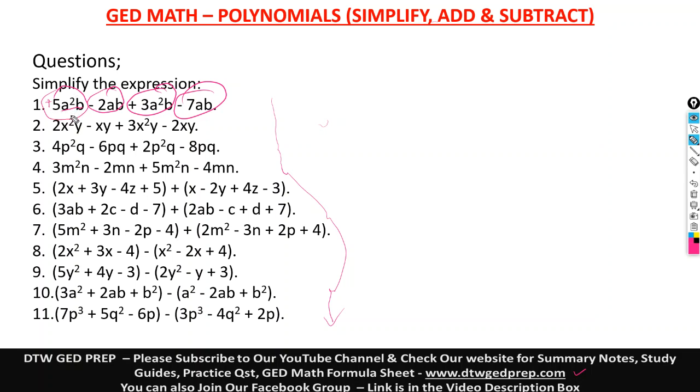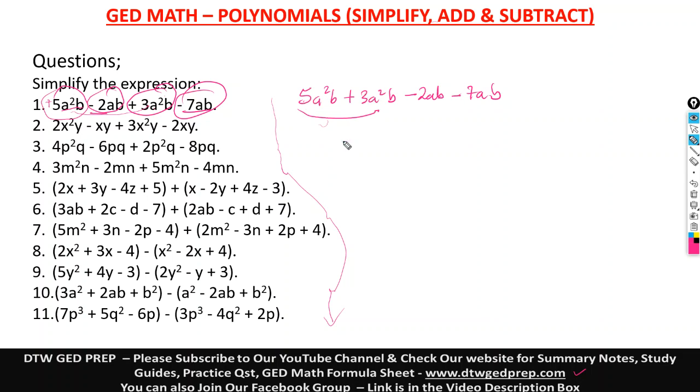So now, we have to look for like terms, and it all depends on their variables. The variables are the letters, which are a and b, and can be x, y, z. You can see there are several letters here. Any letter in the alphabet between A and Z can be used in your questions. So here we have a squared b. You can see it is similar with this variable a squared b. So we can combine these two. So we have 5a squared b plus, take the sign, plus 3a squared b. Then this is also similar to this. So we have negative 2ab, negative 7ab. Then we can combine these two to become one.